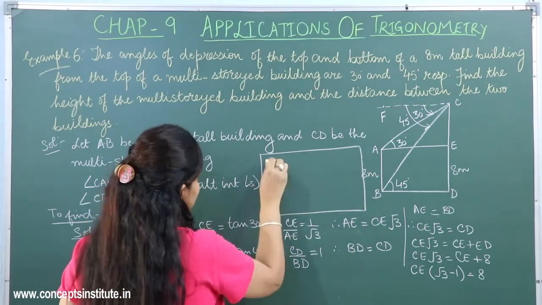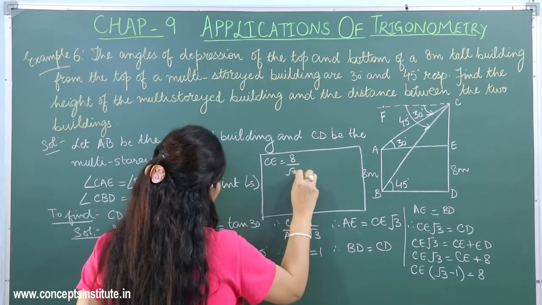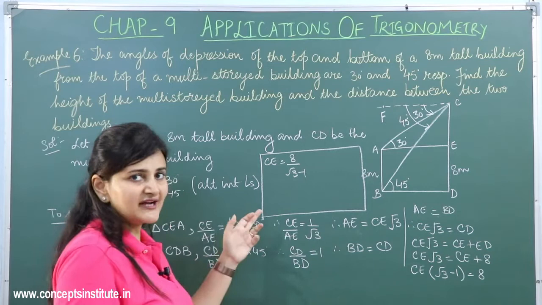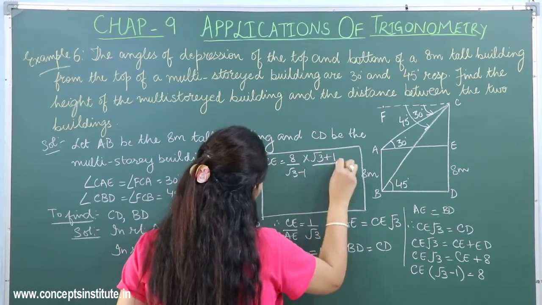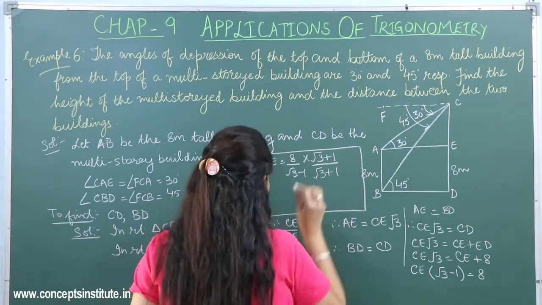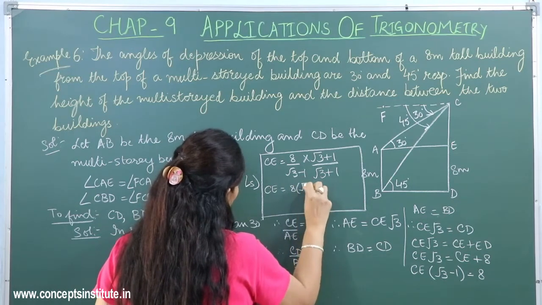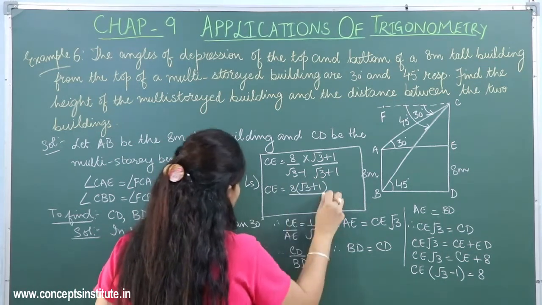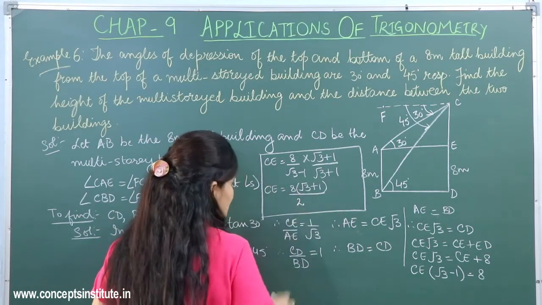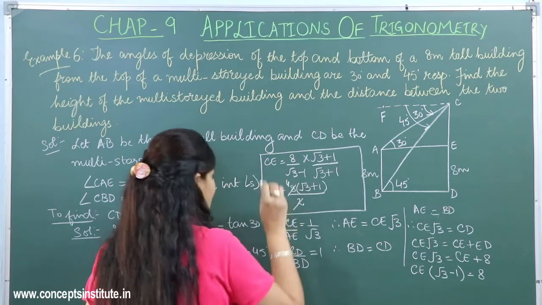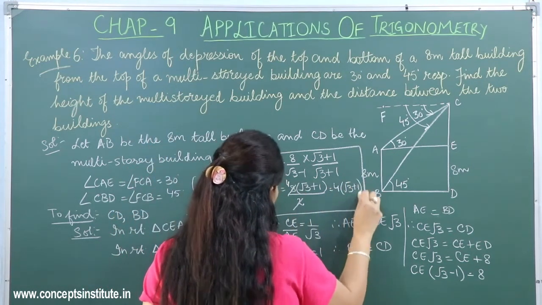So students, I am going to continue here. What would I get? I would get CE equals 8 upon root 3 minus 1. So obviously I would have to rationalize it. On rationalizing, I have to multiply and divide by root 3 plus 1. So what would I get? CE would be 8 into root 3 plus 1 upon root 3 squared minus 1 squared, which is going to give me 2. So I get 4. Therefore CE is 4 into root 3 plus 1.